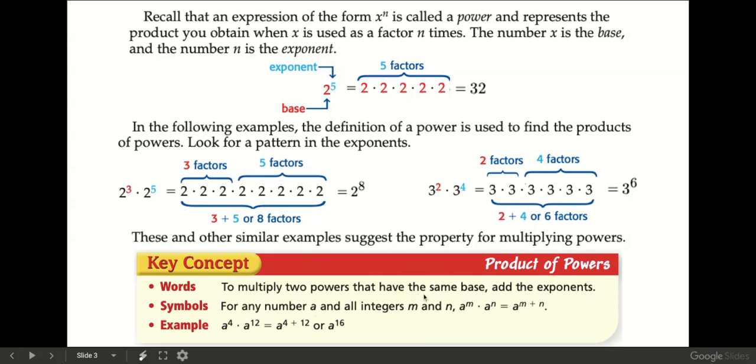To multiply two powers that have the same base, so the trick is they have to have the same base, right? These both have a base of 3, these both have a base of 2. So if they have the same base, then you can just add their exponents. For any number a and all integers m and n, a to the mth power times a to the nth power is equal to a to the m plus n power. So here's a numerical example. If I had a to the fourth times a to the 12th, that's equal to a to the power of 4 plus 12, which would be a to the 16th power. Again, since they have the same base, you add their exponents.